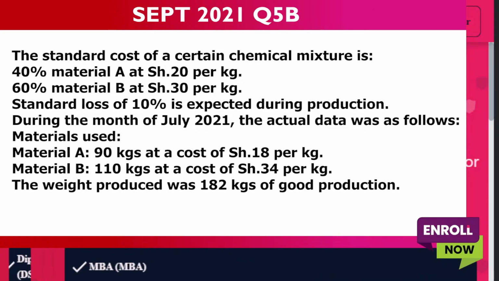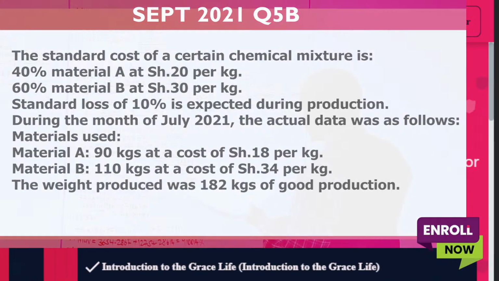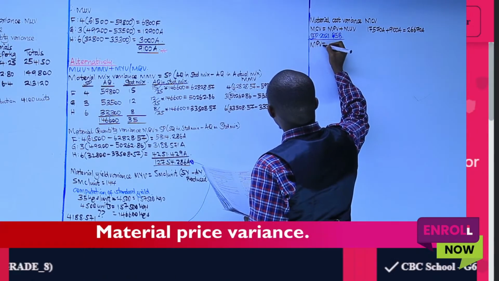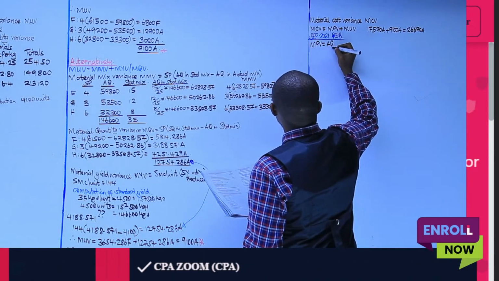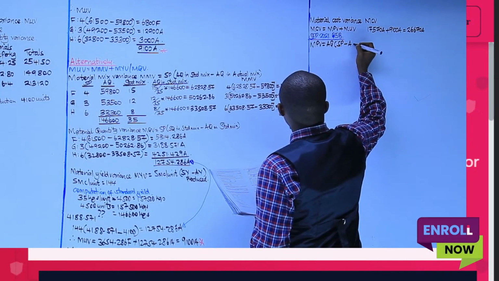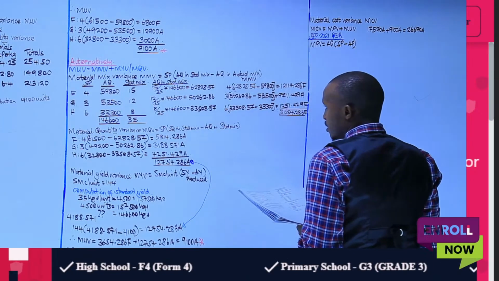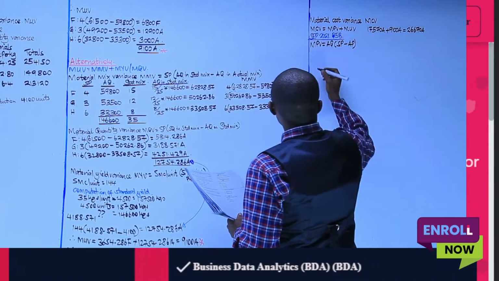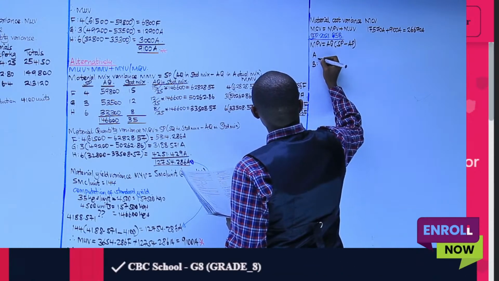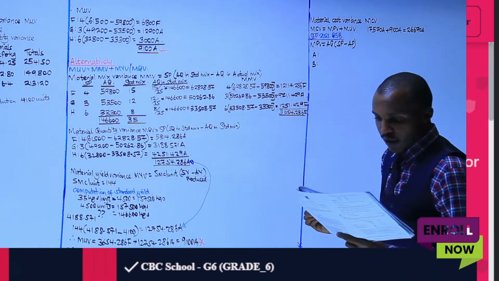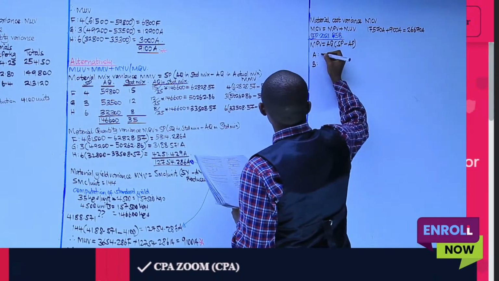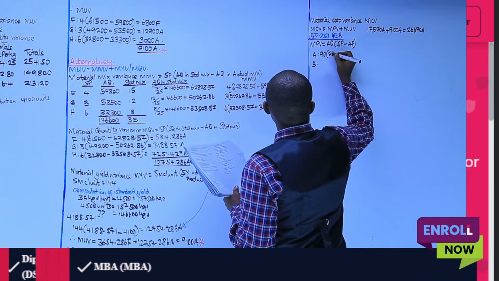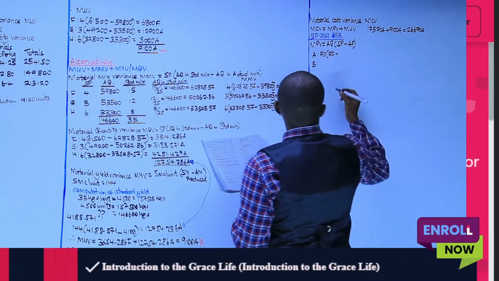Let's start by getting our material price variance. Our material price variance, you say it is your actual quantity times standard price minus actual price. Your actual quantity, you have 2 types of materials, A and B. The actual quantity you purchased was 90 kgs. The standard price per kg was 20 minus an actual price of 18.